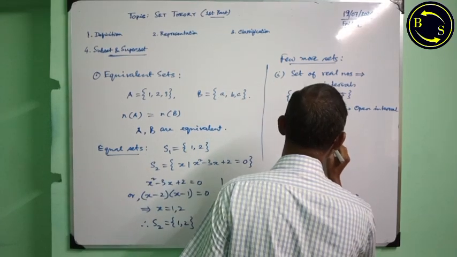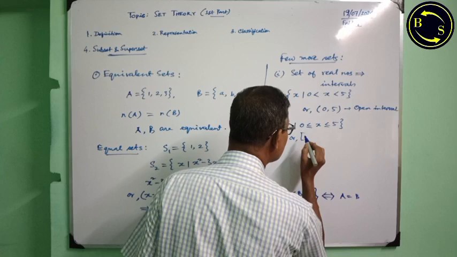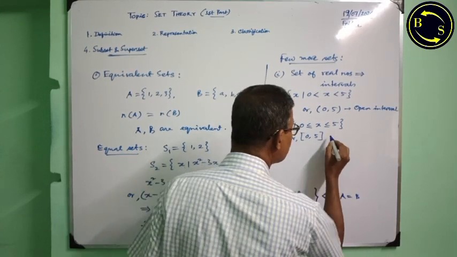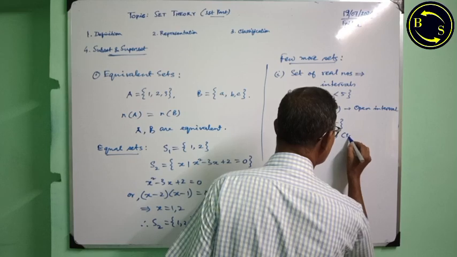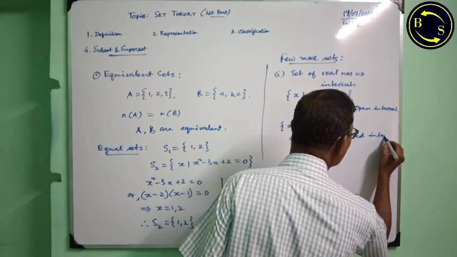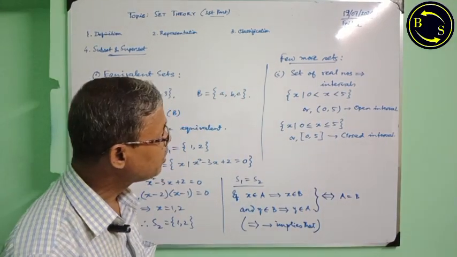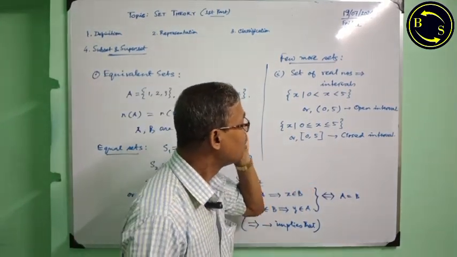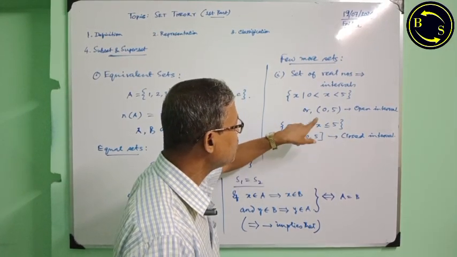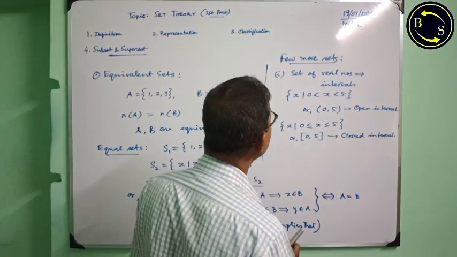And this is denoted by this symbol also. This is a closed interval. Generally we express a set by using curly brackets, but in the case of an interval we use first brackets and third brackets.